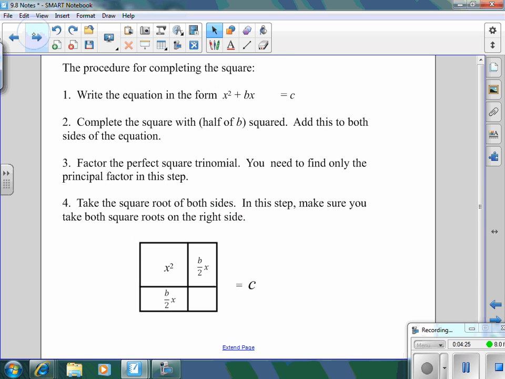So let's go over those rules again. The procedure for completing the square. Write the equation in the form x squared plus bx plus something equals c, your constant. So we put it on the other side. And then we have to remember whatever we add to one side, we have to add to the other. So we complete the square with half of b.